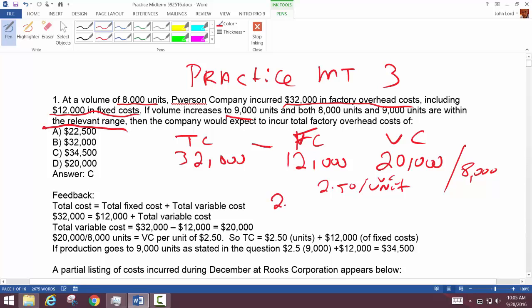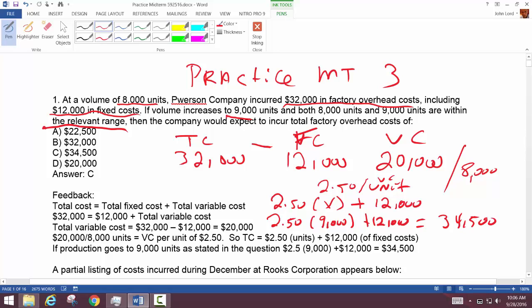Well, we can set this up as 2.50 times X. I know it's going to be 9,000, but X is any number of units, just to see how we could apply this regardless. Plus my 12,000 of fixed costs is the way this is set up. So for this specific problem, 2.50 times how many units? Times the 9,000. Good. Plus the 12,000 means we're predicting a total cost of 34,500, right? Question? Okay, good. So that one's not too bad.